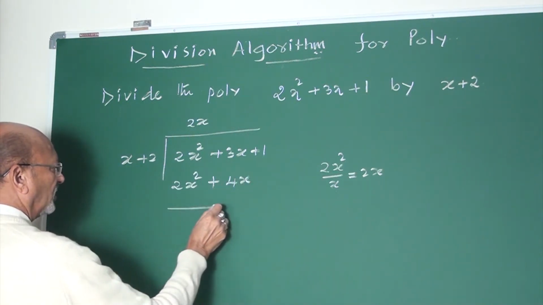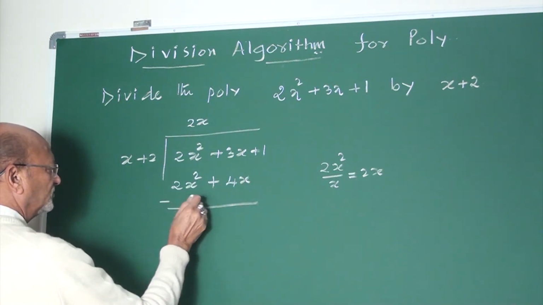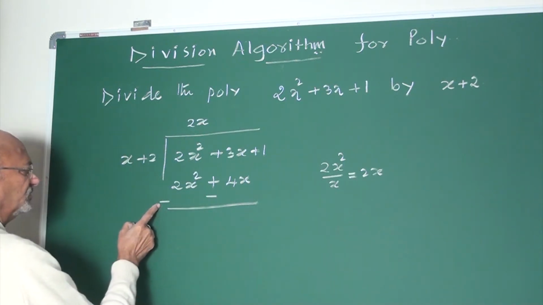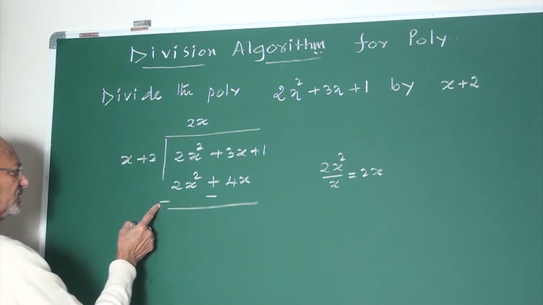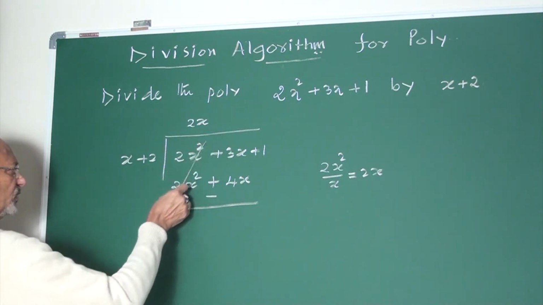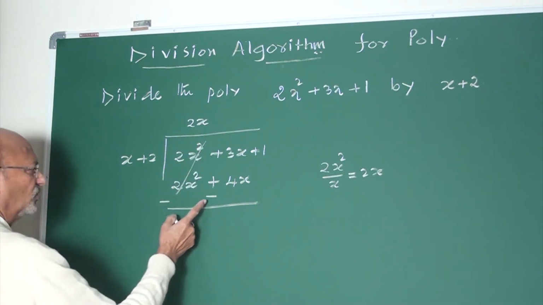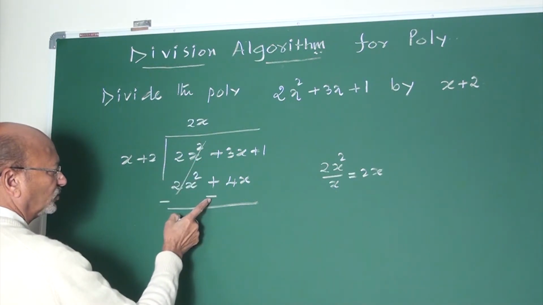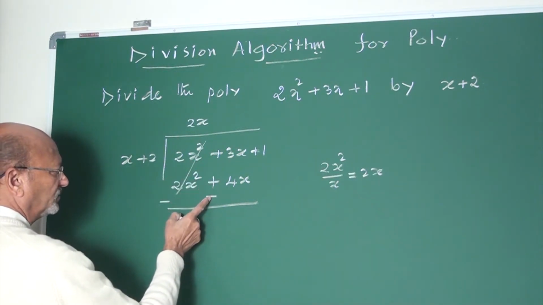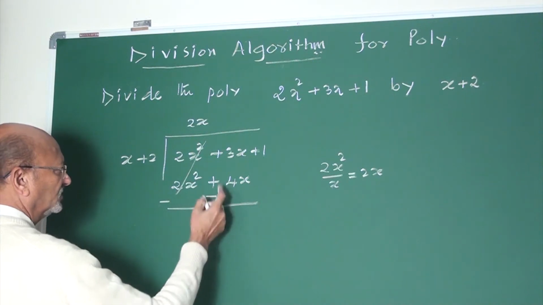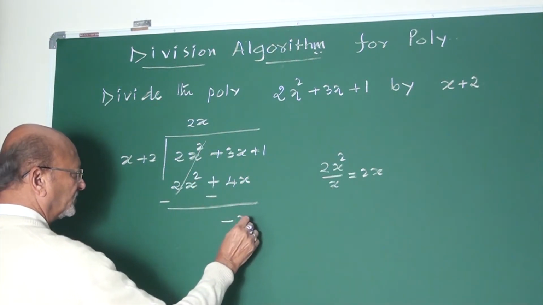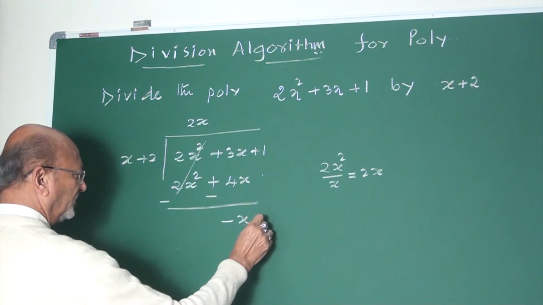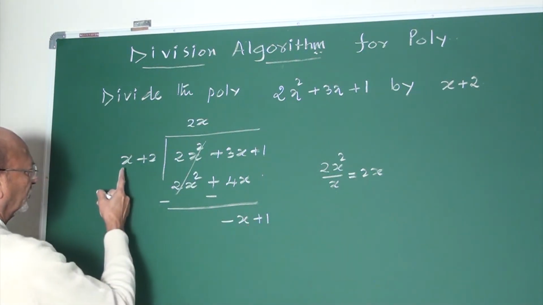You know the line method. Change the sign. If it is plus, it changes to minus. If it is minus, it changes to plus. 2x squared minus 2x squared cancels. It is plus 3x, it is minus 4x. So considering this side, plus with minus is minus. This is minus x. Bring down the remaining term, 1. Yes, my friend, it is x plus 2.